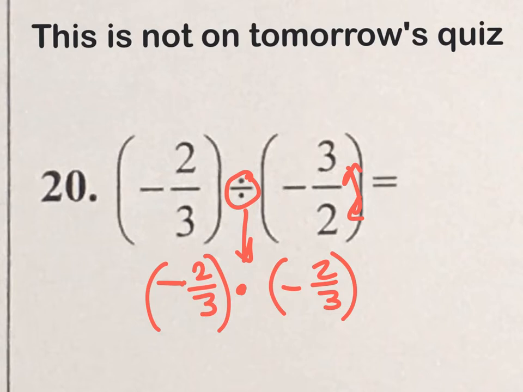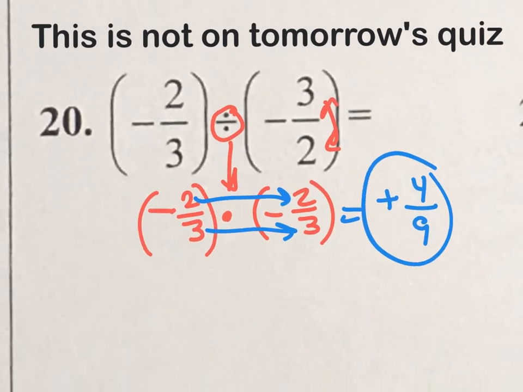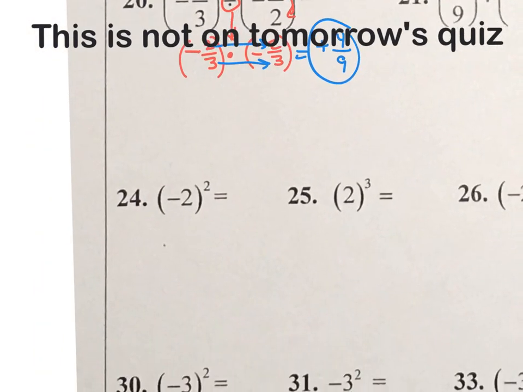And even before that, a negative times a negative equals a positive. So 2 times 2 is 4. 3 times 3 is 9. And we said it was positive, so 4/9 is your answer right there. Again, it's not on tomorrow's quiz, but you need to know it in the future. Let's jump to exponents.